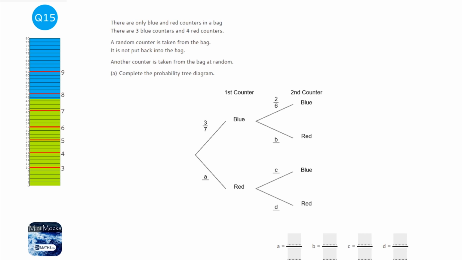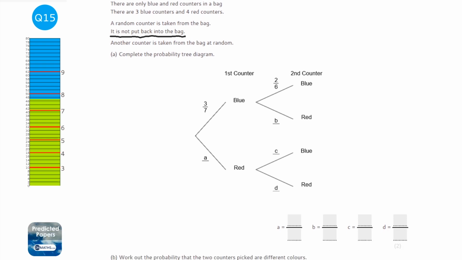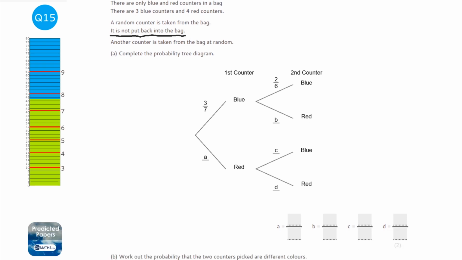Okay, so this question is involving a probability tree diagram. If we read the question, it says that the counter's not put back in the bag. Therefore, we know it's going to be conditional. Conditional means that the probability of the second event, so taking the second counter, depends on what you did the first time round.